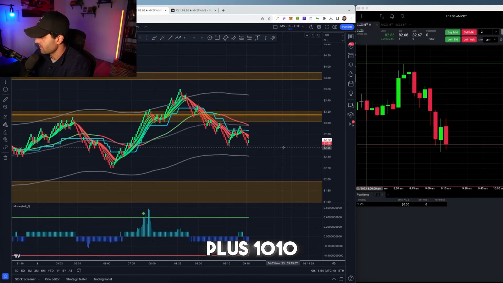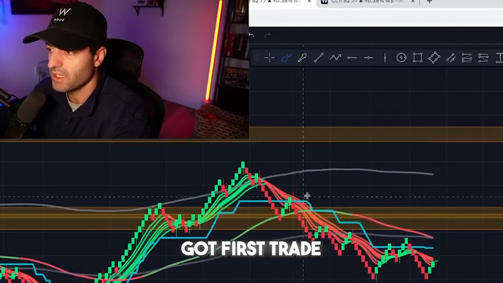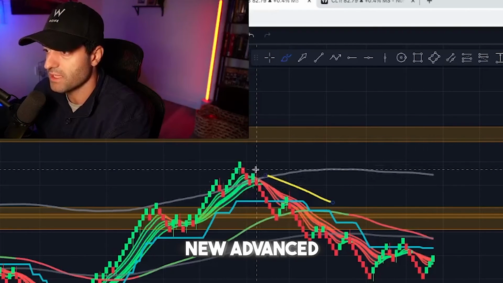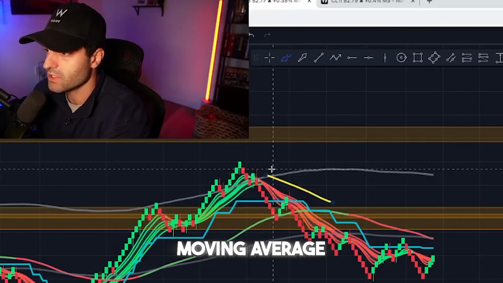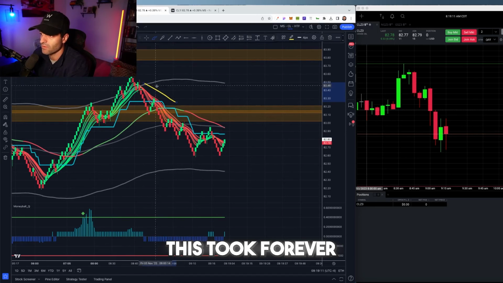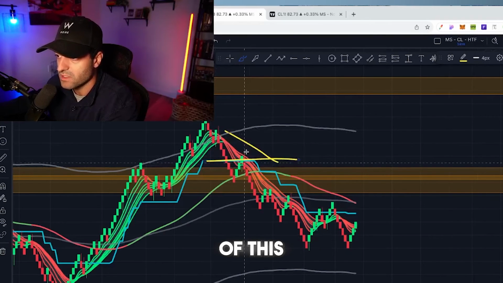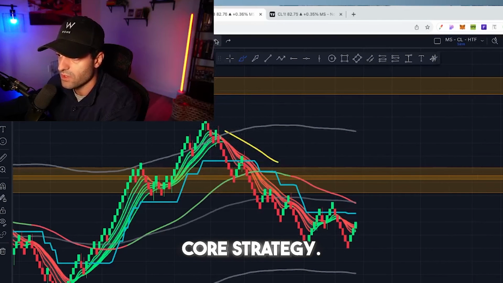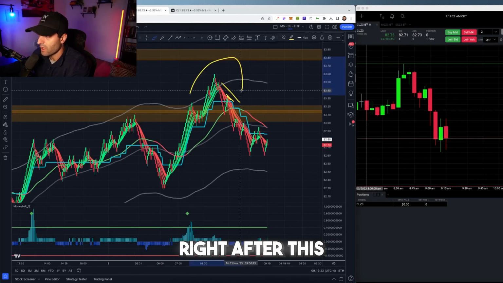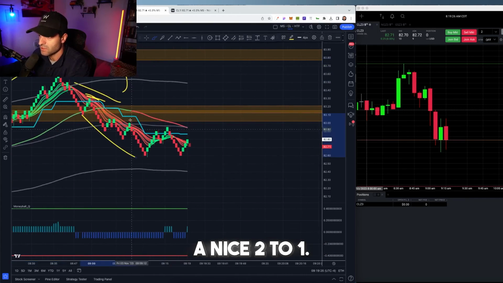Plus 1,010 on the morning. Little trade recap. Got first trade, got a push up here into the Q cloud. This is our brand new advanced, sort of like a moving average style indicator, but it has much more complex math. This took forever to develop, by the way. And then got a play off of this Q wave ribbon here. That's our core strategy. At the same time, as you can see, pushed up into that right after this liquidity sweep, which is a main pivot point, and then got a nice 2 to 1.